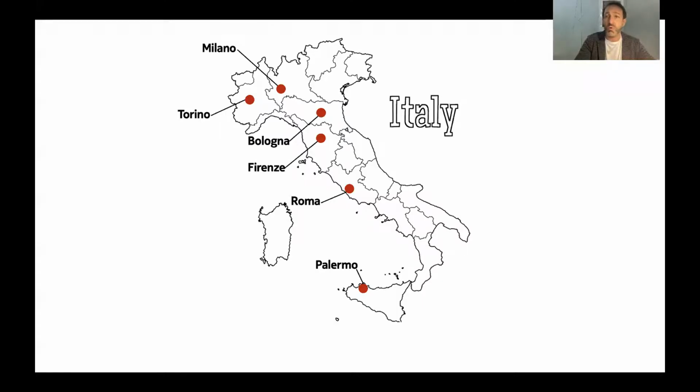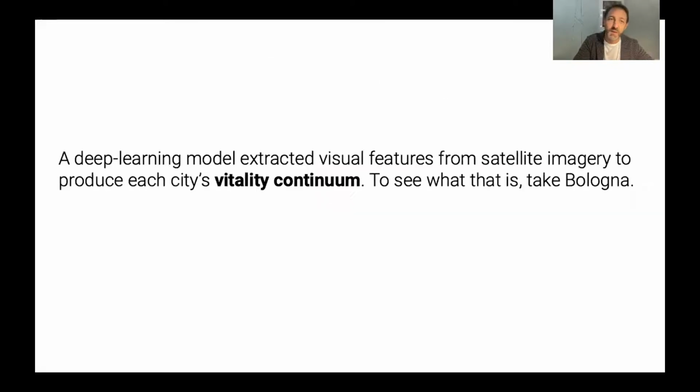Well, what we did is that we took photographs of 6 different cities in Italy: Milano, Torino, and Bologna in the north, and Firenze as well, then Roma in the center, and Palermo in the south. And then we built different deep learning models that are able to extract visual features from these satellite images to predict vitality. Just to understand what we did, take one of the cities we analyzed, Bologna.